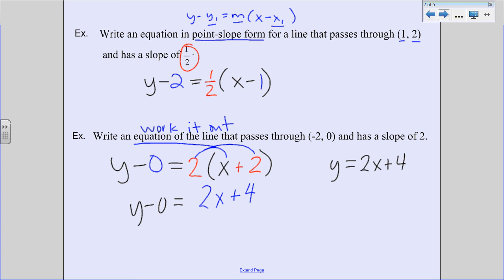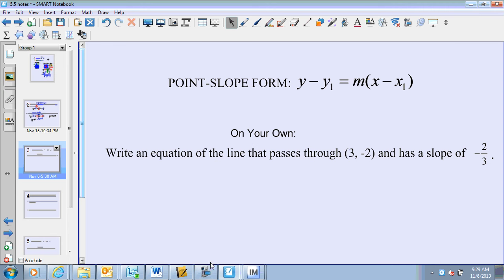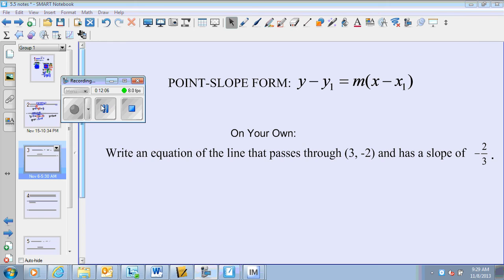All right. Ladies and gentlemen, the next problem is an on your own. That's what we are going to start with for our warm-up on Monday. We will be checking that. So that technically is your homework for this weekend.